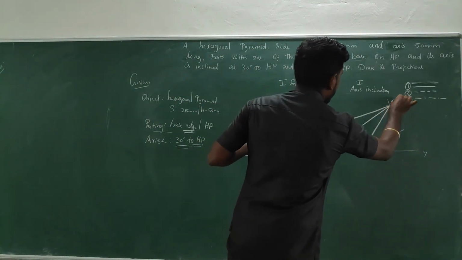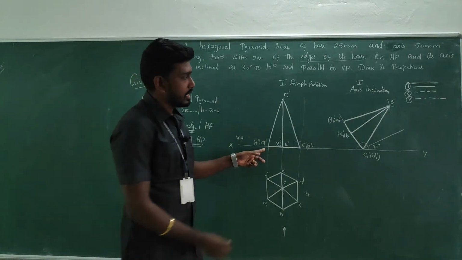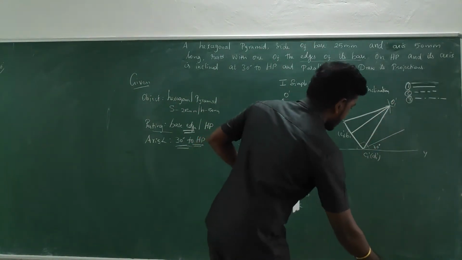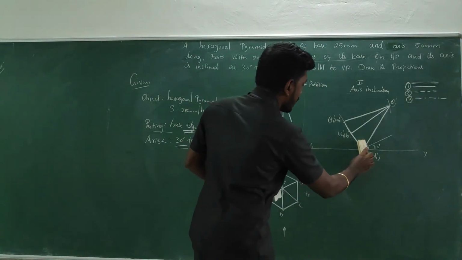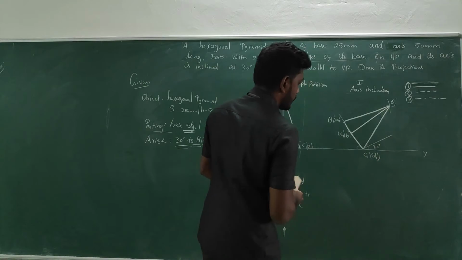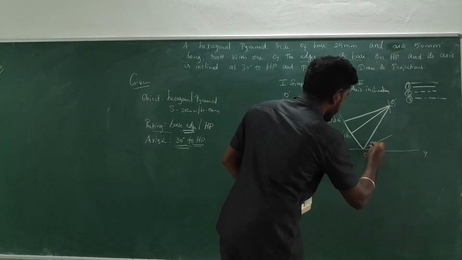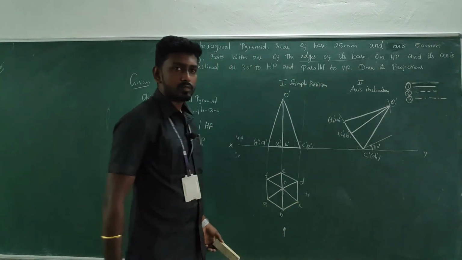Say the apex O dash. Here is O dash, and here it is O1 dash, at another stage. So mark it as O1 dash. So this is with 30 degrees. Fine.